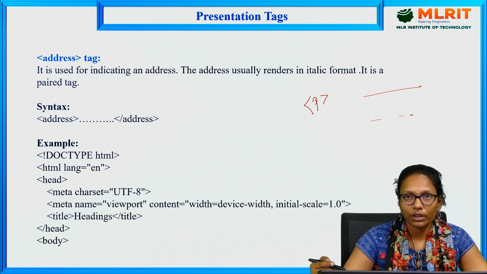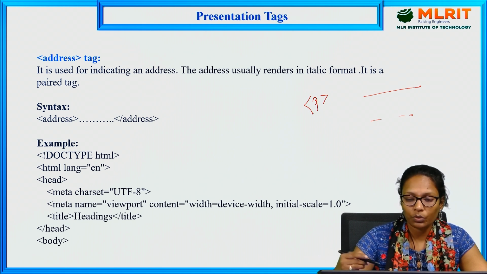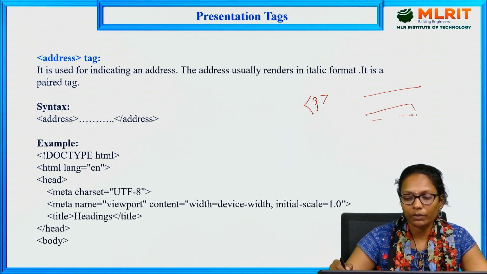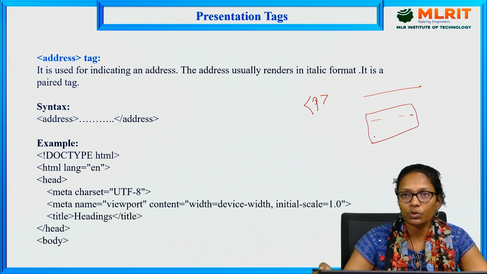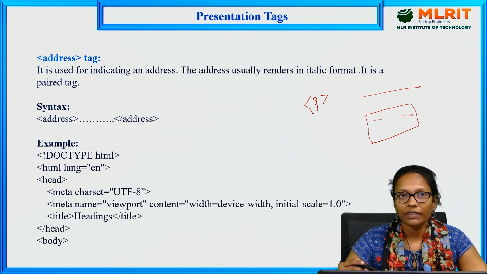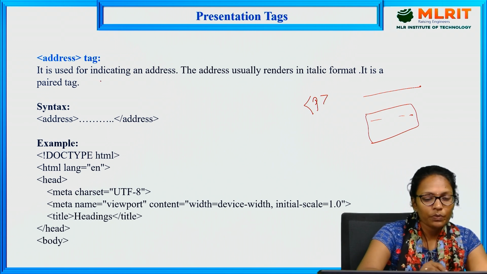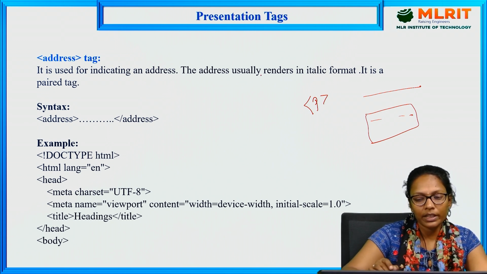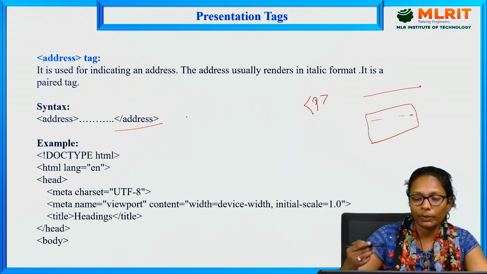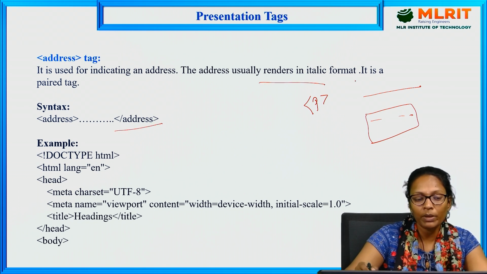So instead of writing everything separately, we can directly use the address tag, so that it will be displayed with a different font style, also in a different format. We will see how the address will be displayed if I use this tag. It is used for indicating an address. The address usually renders in italic format. So if I use this address tag, whatever address you are displaying will appear in italic form. It is a paired tag.